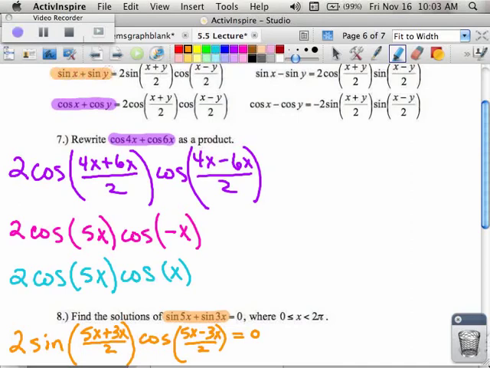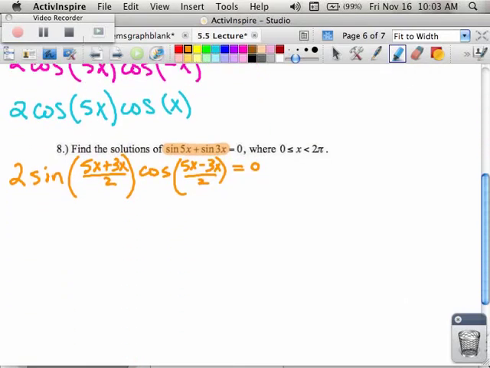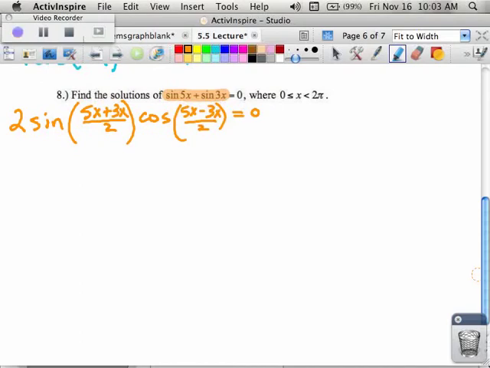Oh, there's a 2 out in front. I can divide both sides by 2. So really what I have is the sine of 4x cosine of x equal to 0. In case you don't remember, this is the zero product property. This is saying that either the sine of 4x equals 0 or the cosine of x equals 0.